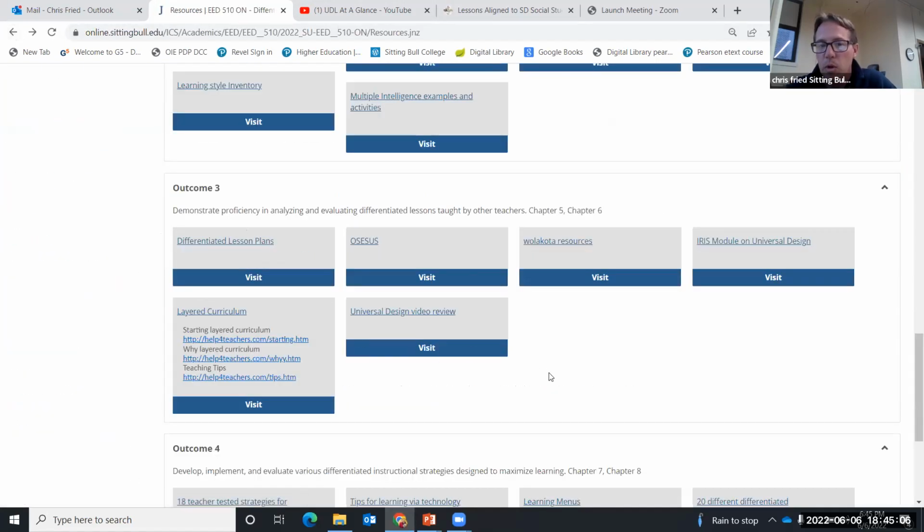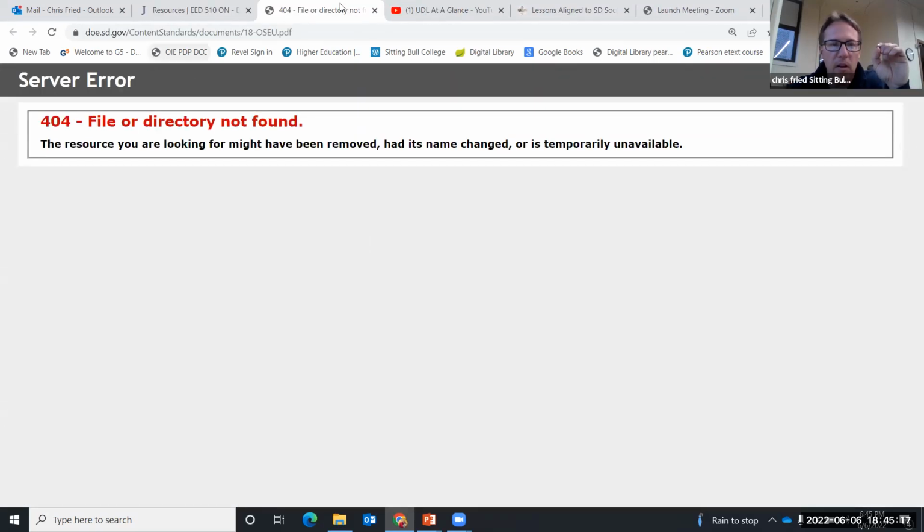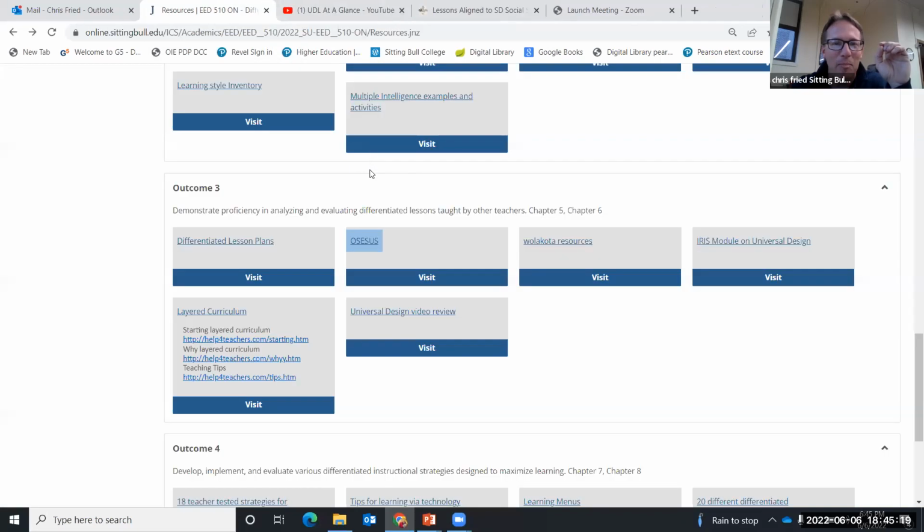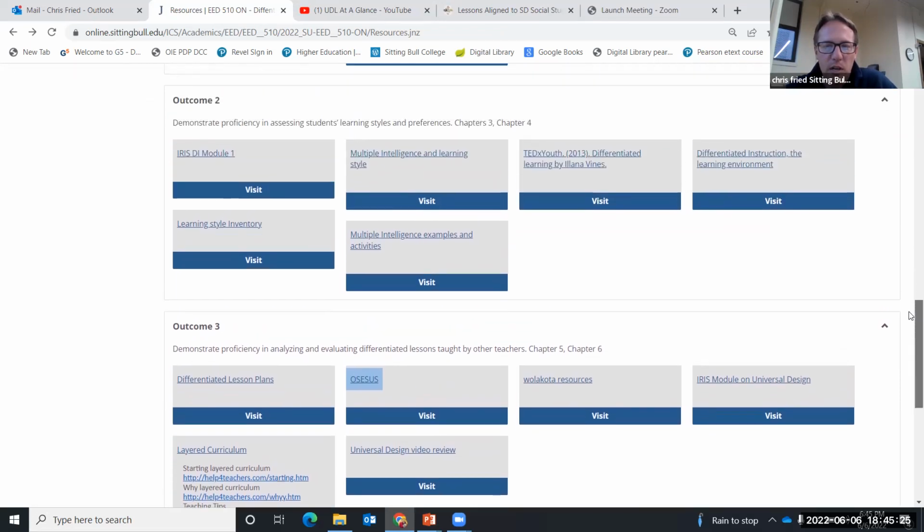putting curriculum components together. And of course, this here is just the Oceti Sakowin Essential Understandings and Standards homepage, which is not there. I will put that back up this evening when we're done. But I think you probably have access to those components already.